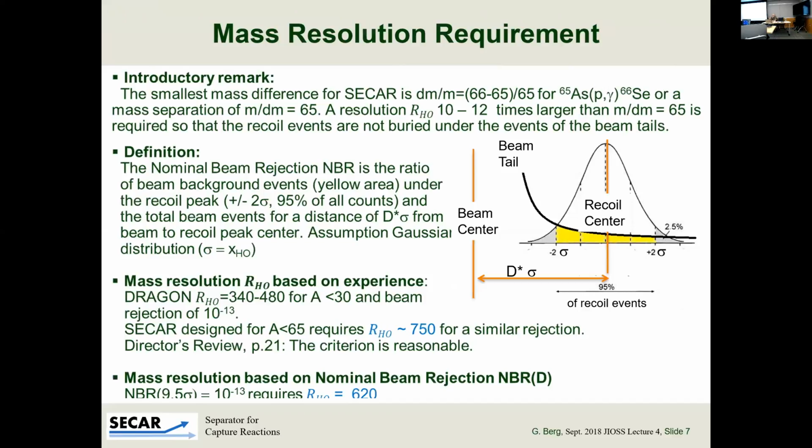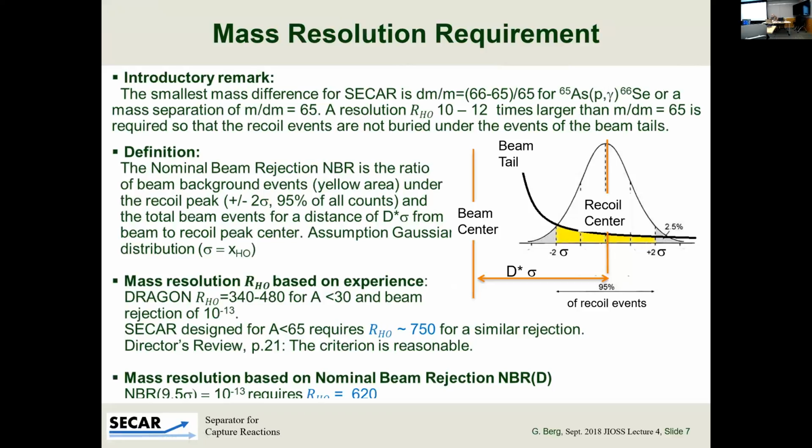So early in the justification of why we take the mass separation of 750, as you know by now, the mass resolution, we had to take another approach. So what we know, we compared it with DRAGON. We know that DRAGON achieves a beam rejection of 10 to the minus 13, shown by the experiments, with a mass resolution of about 350 for masses smaller than 30. So we thought at least for the masses 60, we need to achieve the same goal.